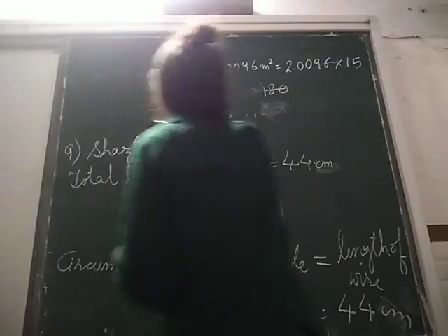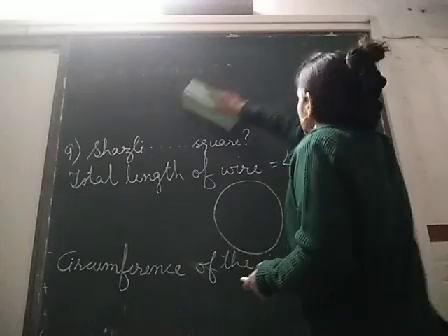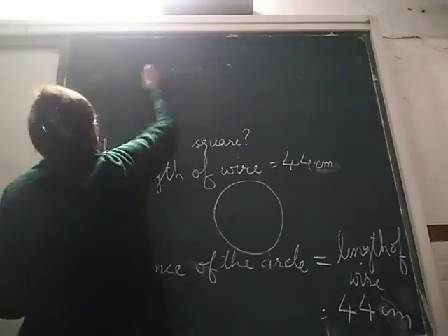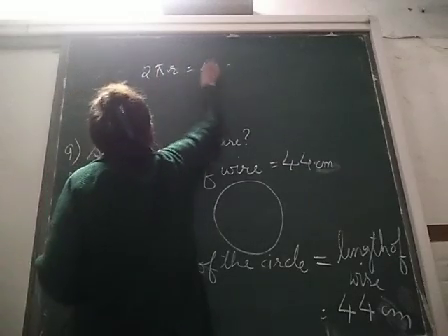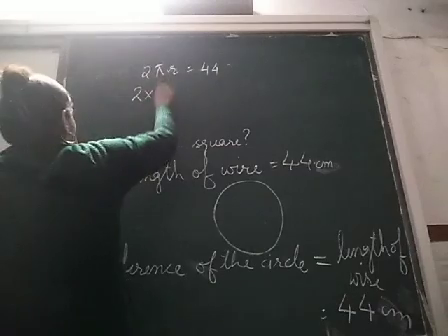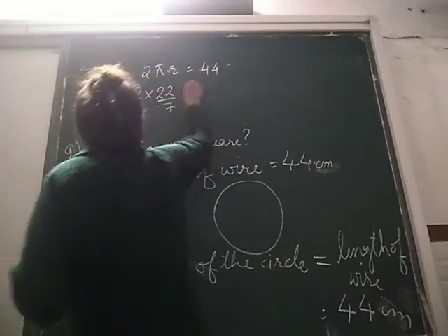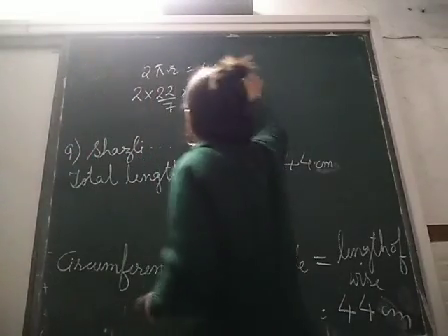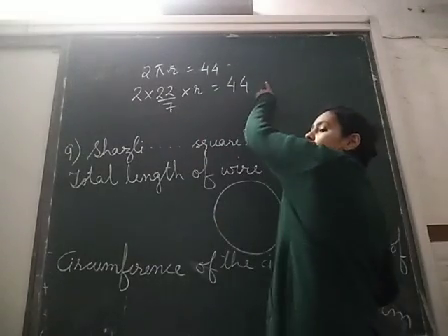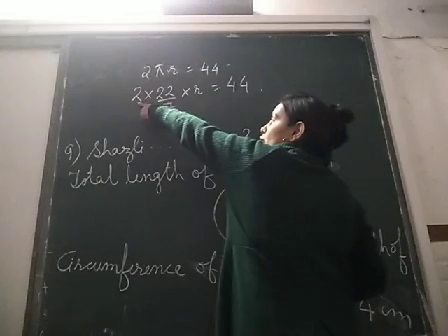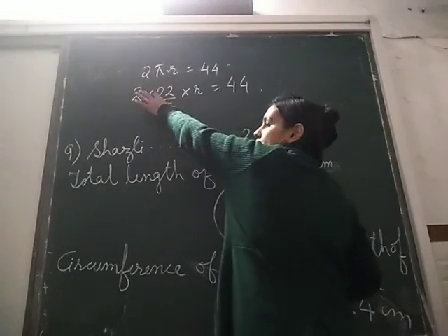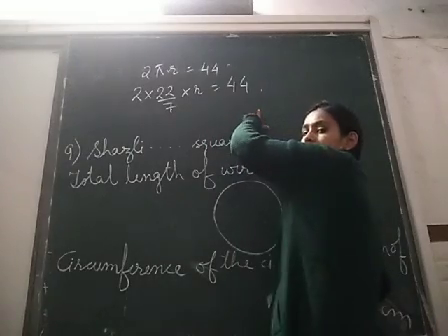So, from the formula of circumference, we get the radius. How? We know that 2 pi r is equal to 44. We put the value of pi: 2 into 22/7 into r is equal to 44. Now, 7 is in division, so it will shift this side and become multiplication. 2 is in multiplication, shifts this side, becomes division. 22 is in multiplication, shifts this side and becomes division.